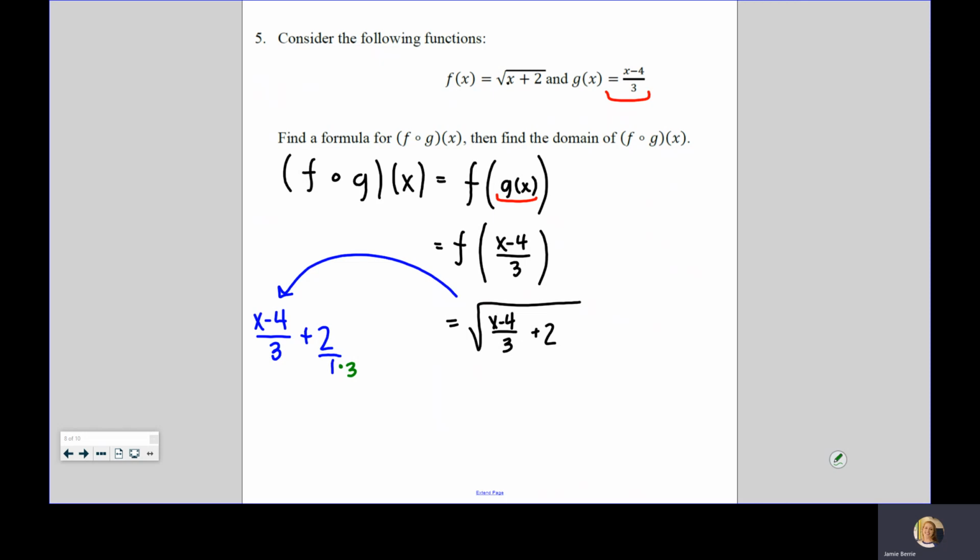And anything I do to the bottom, I also have to do to the top. That means I'm not changing anything, because this 3 over 3 is really equal to 1. All right, so we have x minus 4 over 3 plus, that's 2 times 3, which is 6 over 3. Now we can just combine the top, and the bottom stays the same.